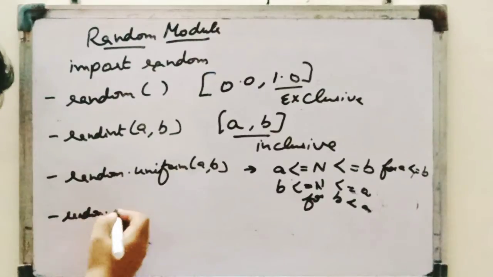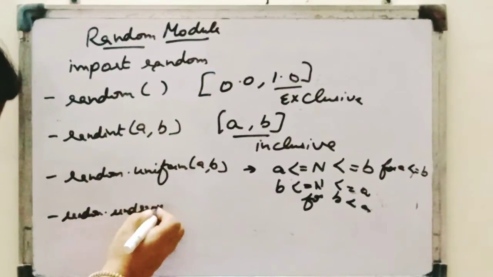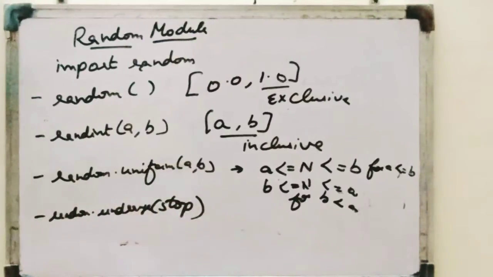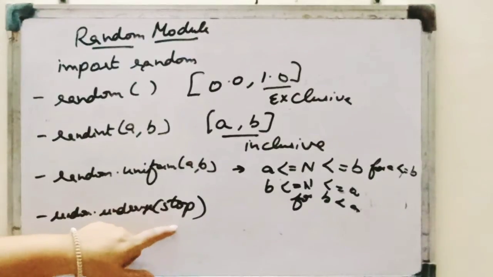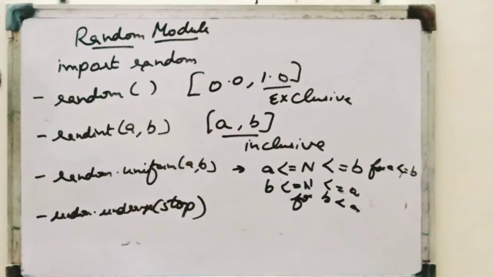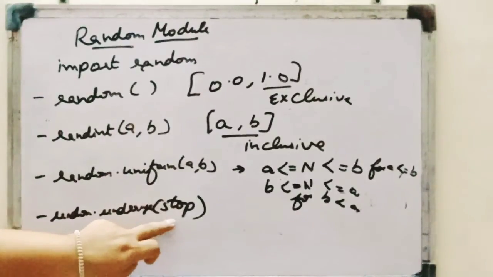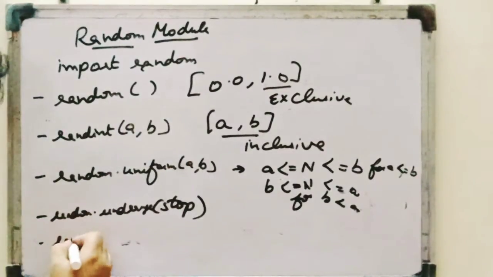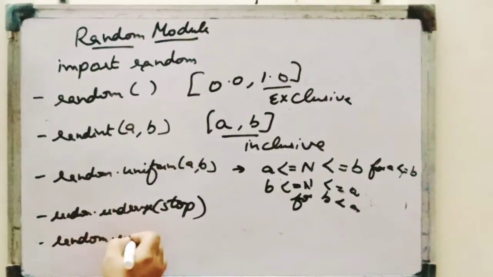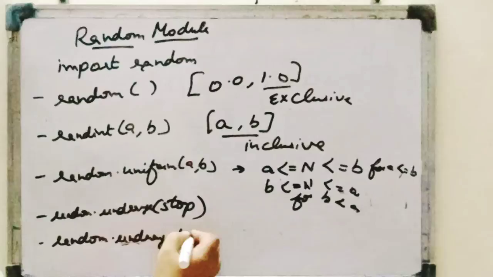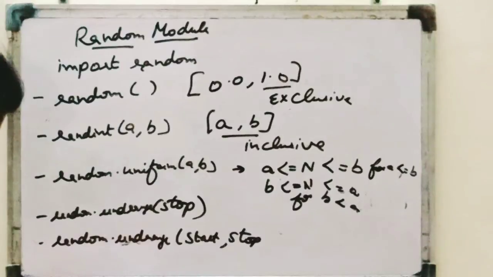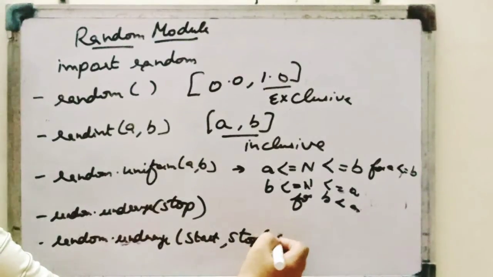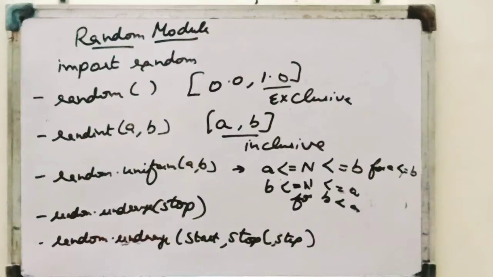Next is random.randrange(start, stop, step). It returns a randomly selected element. We have three things here: start, stop and step. Stop means they are just giving the ending point. If it is start, stop, step, what do you mean by this? It gives a range: where we have to start, at what point we have to stop, and what the step of that is. So these all help within the programming.